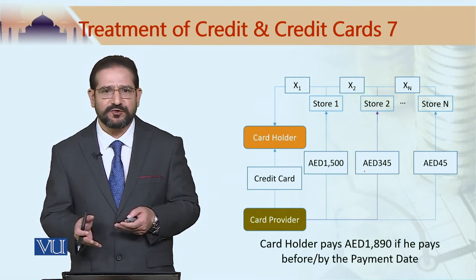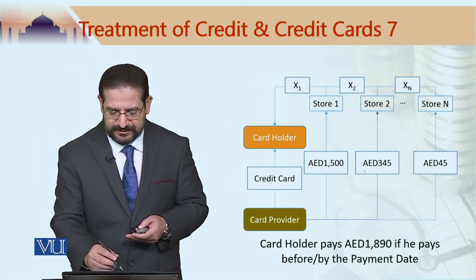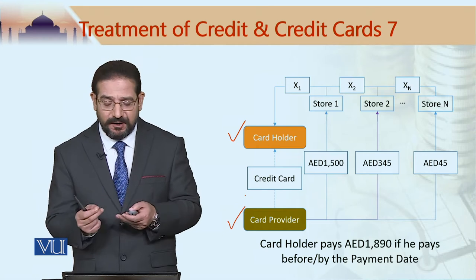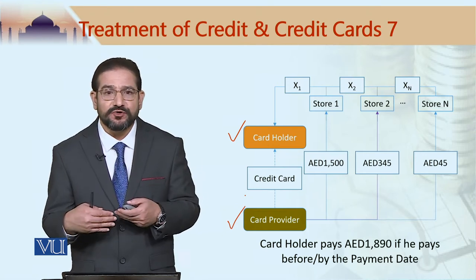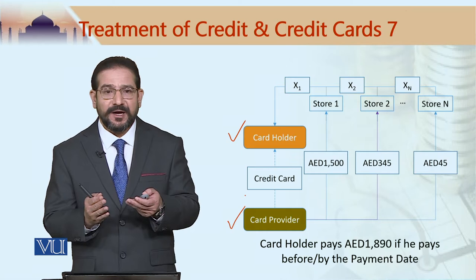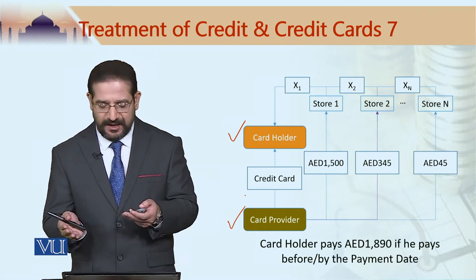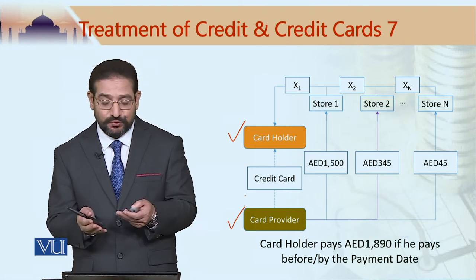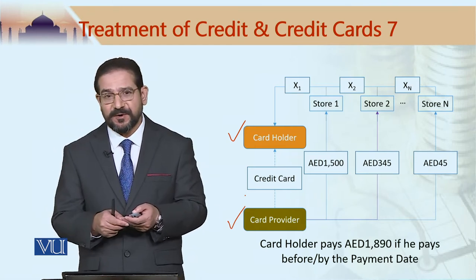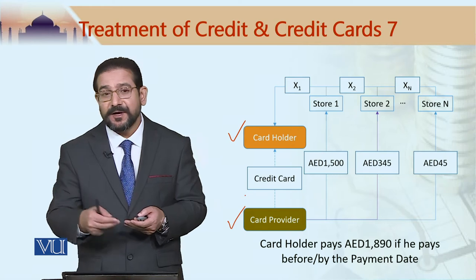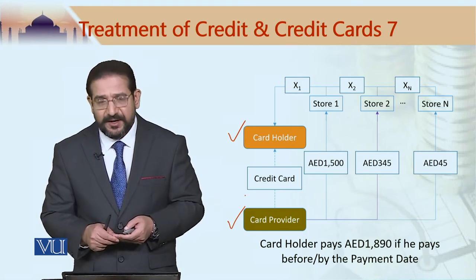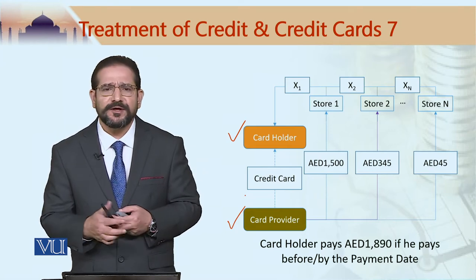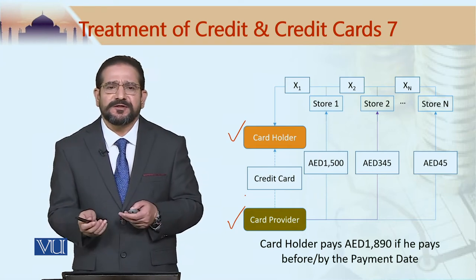Now, this is a familiar picture for you. We have referred to it previously. There is a card holder, there is a card provider, and using the credit card, the card holder makes numerous transactions at various places. And we saw that all this record comes to the card holder at the end of the month or at the start of the new month in the form of a statement.